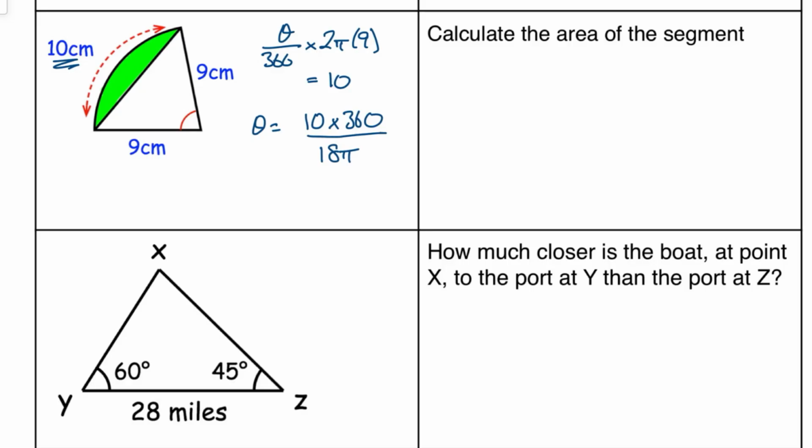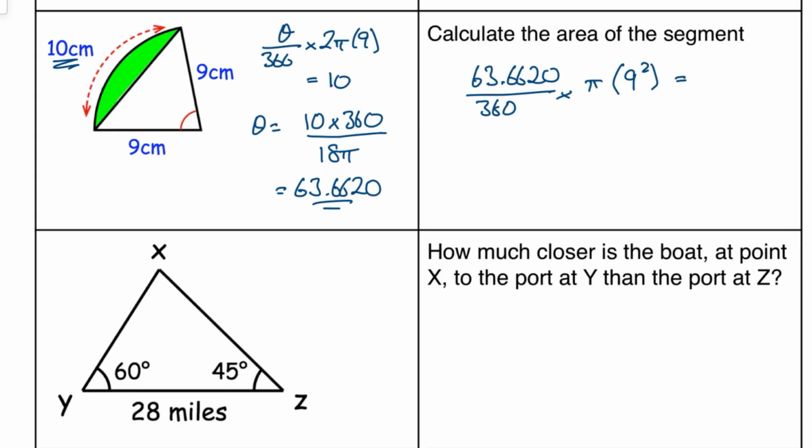Calculator out, that's going to give me 10 times 360 divided by 18 pi, and that gives me 63.661977, etc. I'm going to use a few decimal places here because you should use more decimal places as you're working out. So 63.6620. That seems close in, good enough. Then I need to calculate the area of the segment. The area of the segment is going to be the angle 63.6620 divided by 360 times by the area of a circle, which is going to be pi times r squared, which is going to be 9 squared.